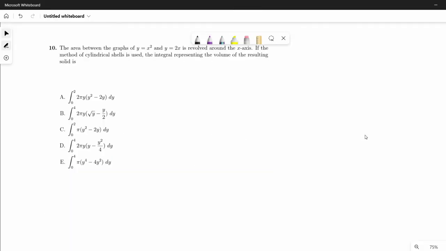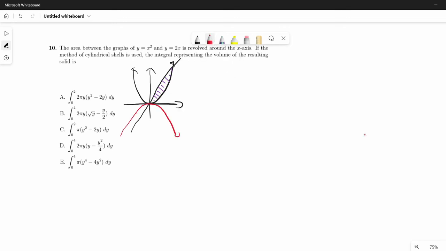Now question 10 is exactly the same question, given the same two equations from question 9, but now we're using cylindrical shells. So again, let's draw this. Right, we'll have the parabola and the line. Revolving this area around. So again, the same graph. You revolve over here and something like this.